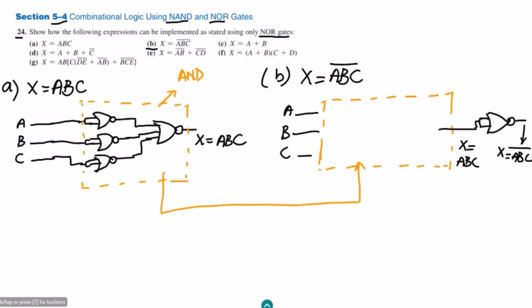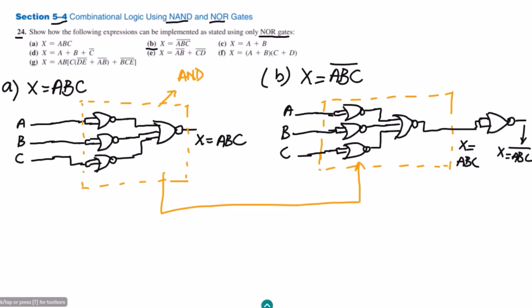Let me draw all these gates here. Again we would have three NOR gates: this is the first, second, and third NOR gate. The inputs of them are combined together, and the outputs of these three gates are given to the three input NOR gate. So this is the solution of part B.